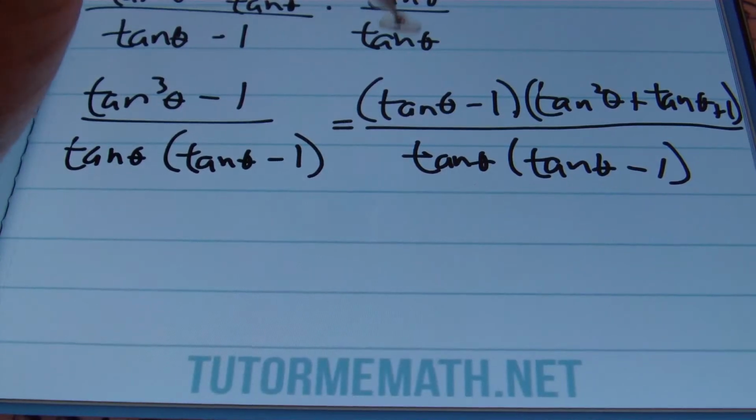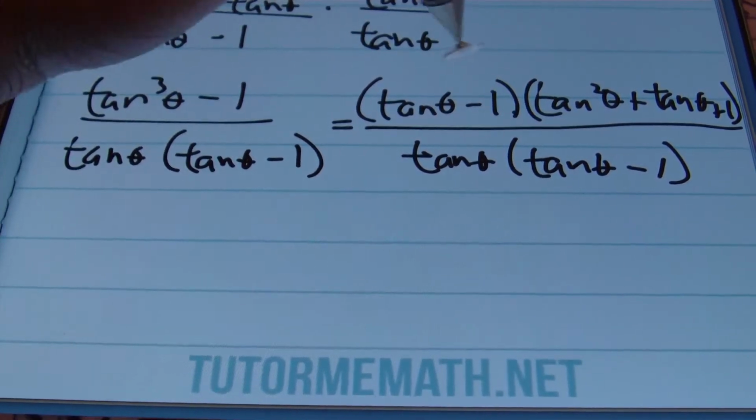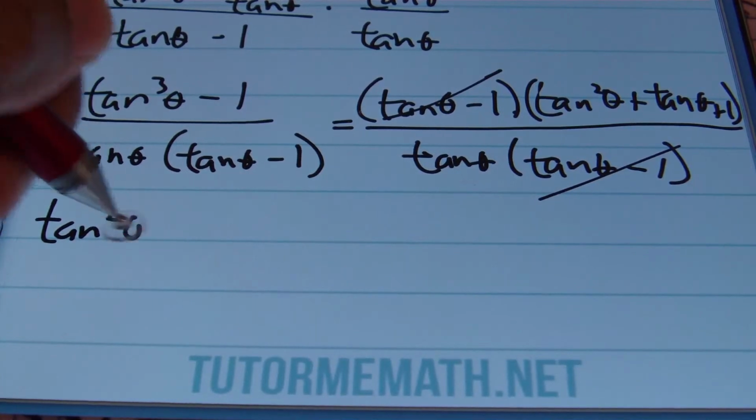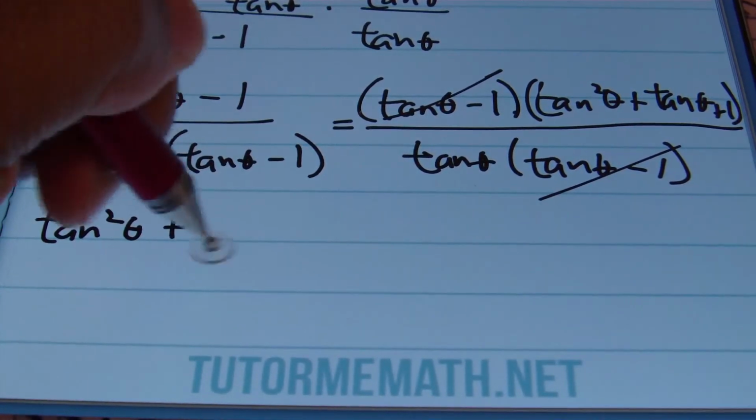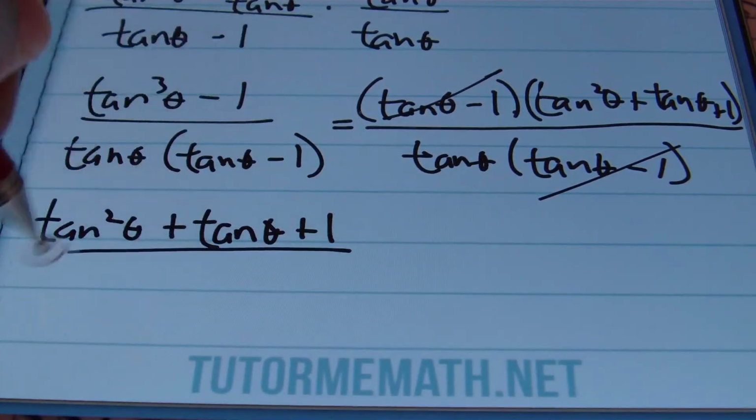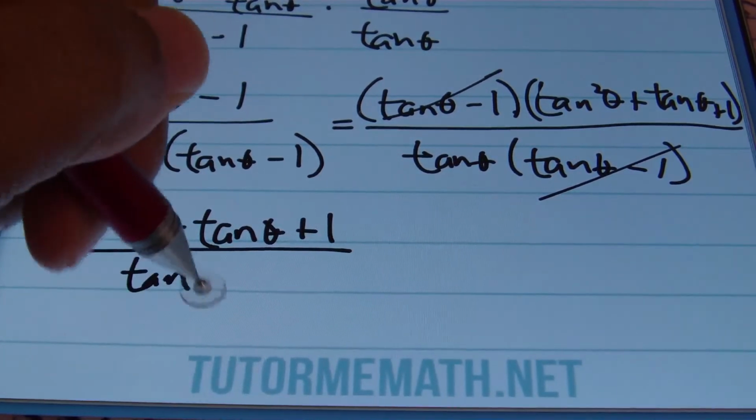So notice that we have identical factors of tan theta minus 1 in the numerator and the denominator. Well, that means we can cancel those out. All right, so they're gone now. So we now have this tan squared theta, plus tan theta plus 1, all over tan theta.